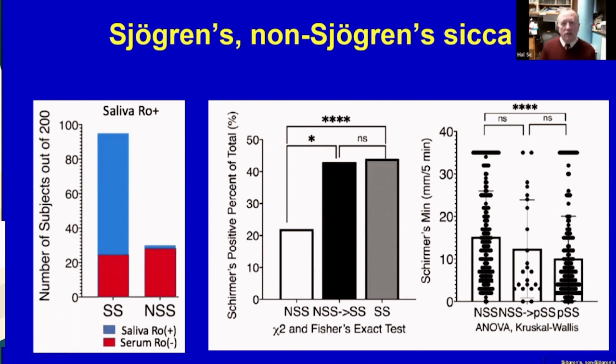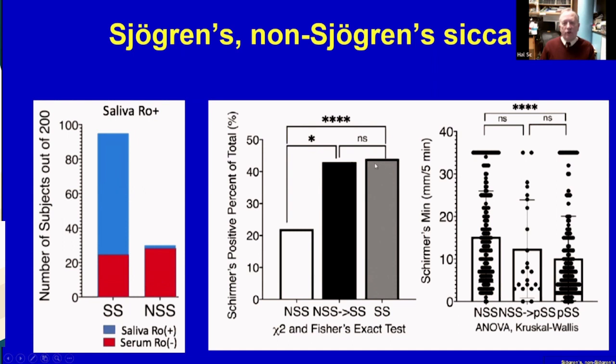And then we looked at the clinical characteristics of those patients. So I'll give you just a little flavor of that data. Here's the Schirmer's test, the percent positive. Here are the non-Sjogren's sicca patients who didn't have salivary antibody. That's all of these, right? And here in the dark black are the non-Sjogren's sicca patients, people who did not meet the usual criteria, but had antibody in their saliva.